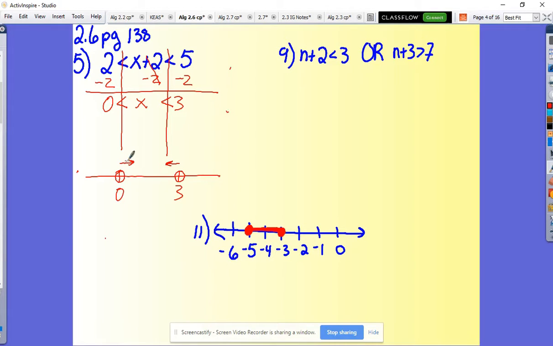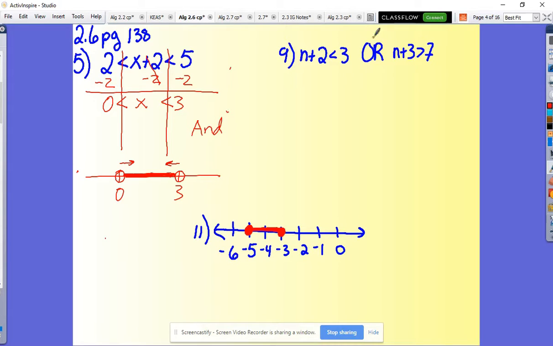Okay, so basically now that I've got my arrows in place, I can fill in the middle to show the possible numbers for x. So x can be any number between 0 and 3. This one here is an AND statement, because it's combined. It can be any of these numbers right here. All right, there we go. We just solved our first compound equation. Let's check out this other one over here.